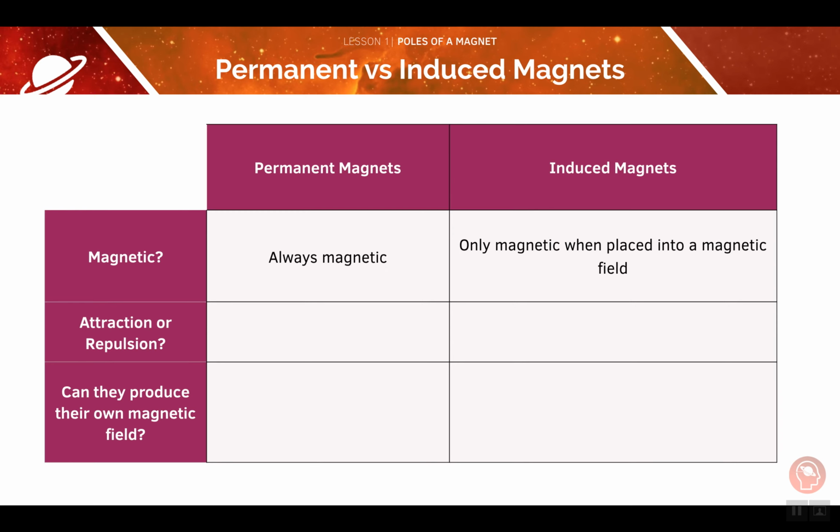Next, we'll look at attraction and repulsion. Permanent magnets can have both, whilst induced magnets only have the force of attraction. Finally, let's look at whether they can produce their own magnetic field. Permanent magnets can, but induced magnets cannot.